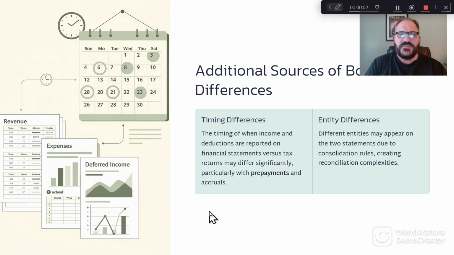All right, folks, part 2, chapter 17, some additional sources of differences between the two. As we mentioned before, timing differences. Like we mentioned, two different sets of rules. Now, just to make things a little bit more complicated, when you get up there with the big boys, you have some entity differences, meaning what kind of entity are you talking about, and is consolidation going on?